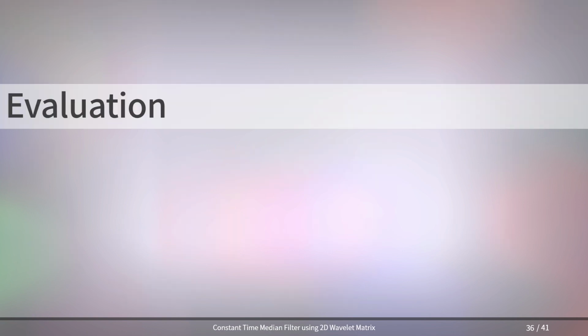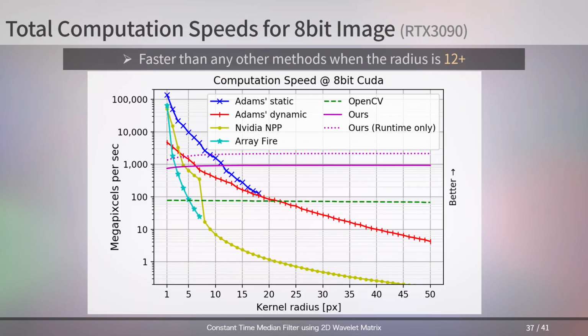Next is the evaluation. We implemented the filter using CUDA. This is the computation time when the image size is fixed and the kernel radius changed. Our method doesn't change the computation time when the kernel radius is increased. The sorting-based method is fast when the kernel radius is small, but our method is fastest when the radius is 12 or more. OpenCV is a histogram-based method, and our method is 13 times faster than it.